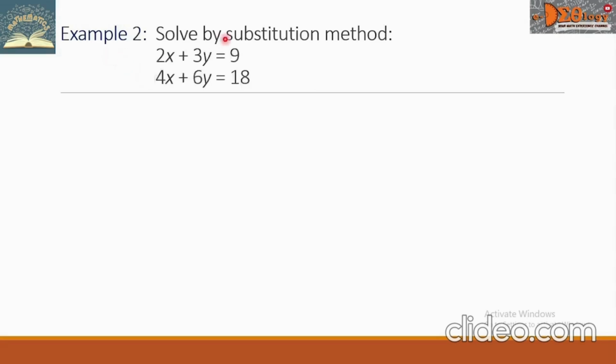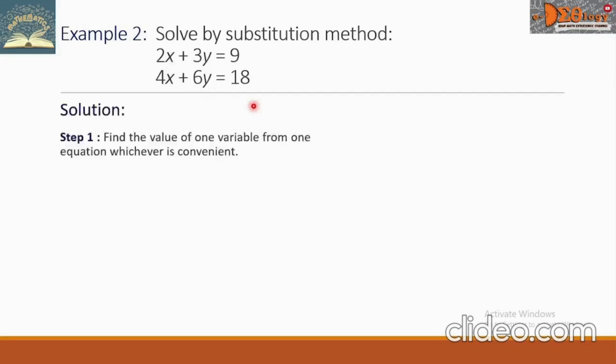Example 2. Solve by substitution method. 2x plus 3y equals 9. 4x plus 6y equals 18. Step 1. Find the value of one variable from one equation, whichever is convenient. We assign this as the first equation. This is the second equation. Look at our first equation.